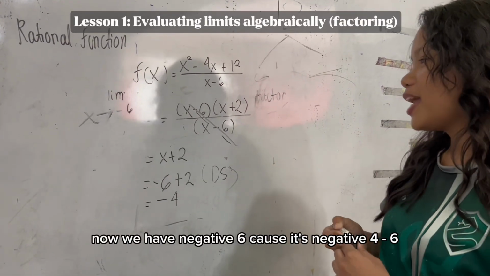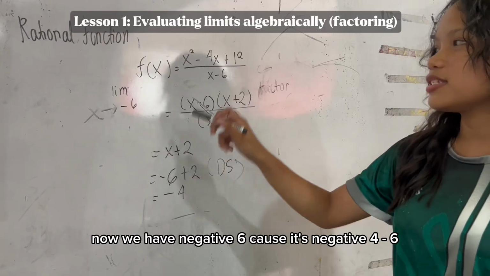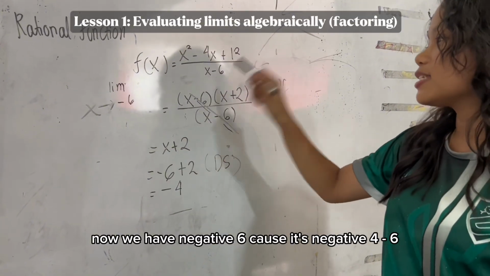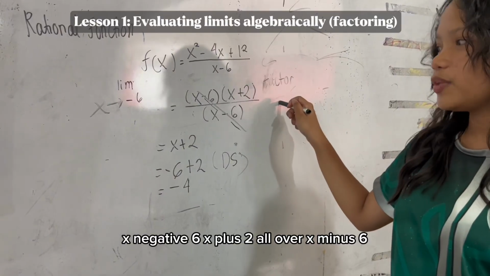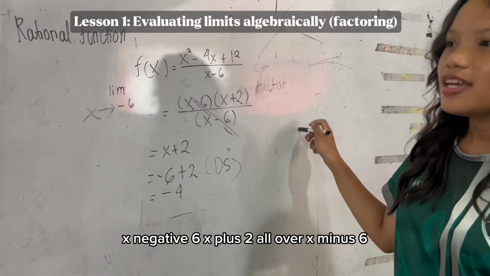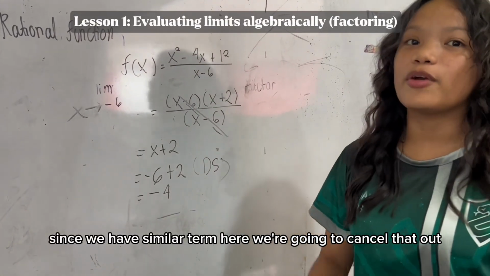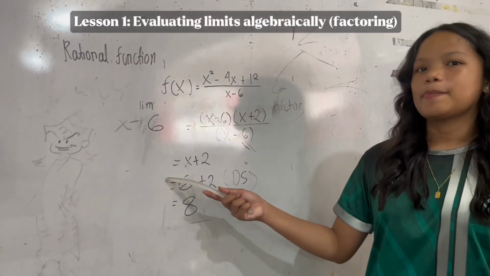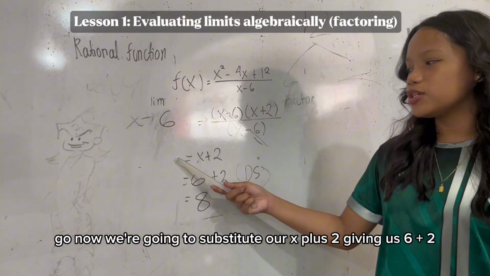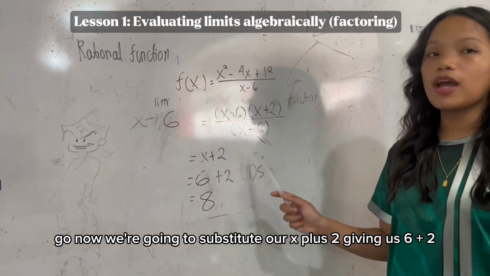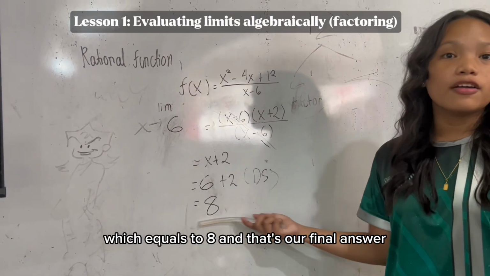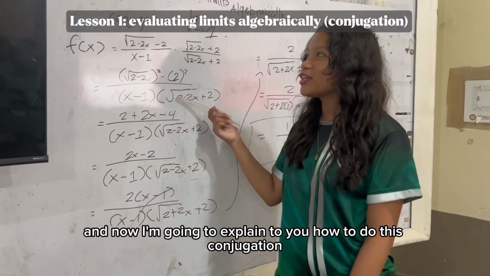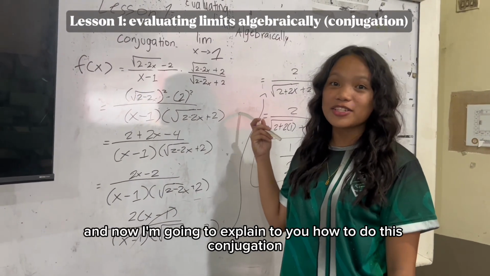Now we have negative 6, because it's negative 4. Negative 6, x negative 6, x plus 2, all over x minus 6. Since we have a similar term here, we're going to cancel that out. So now we're going to substitute into our x plus 2, giving us 6 plus 2, which equals 8, and that's our final answer. And now I'm going to explain to you how to do conjugation.